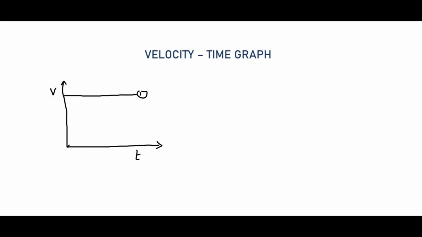or the graph can be a straight line passing through the origin, or it may be like this, or like this, or like this. Such types of graph we have discussed in the previous video.